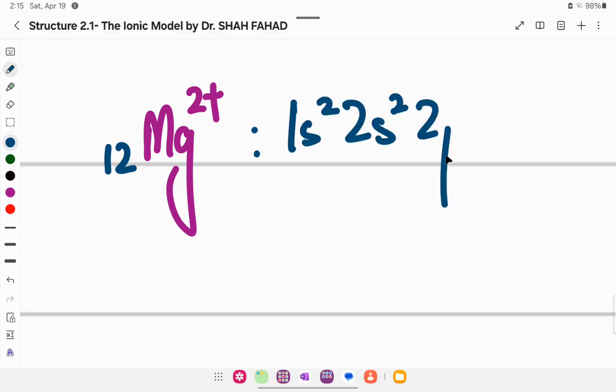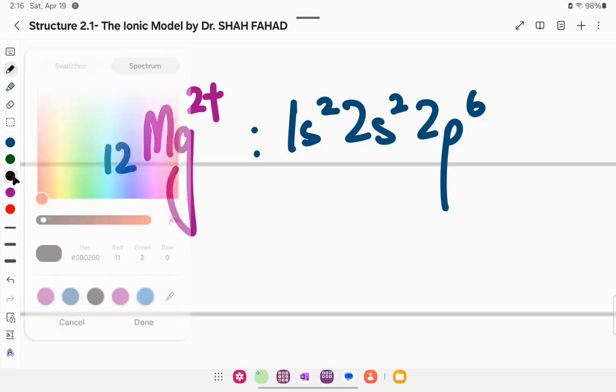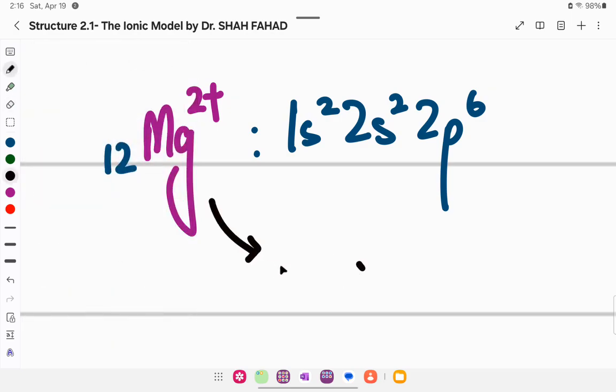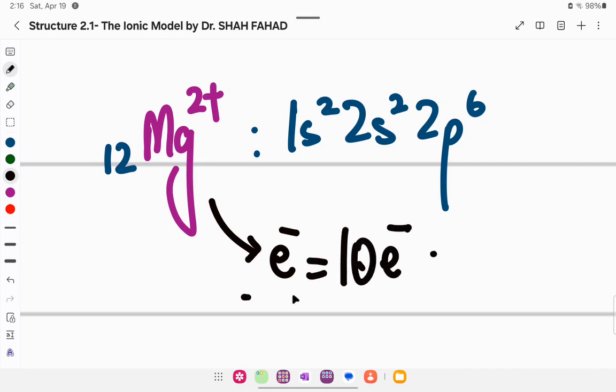1s2, 2s2, 2p6, 3s2. These are 12 electrons. This is the magnesium atom. The 2 electrons will be lost from the outermost shell, as the 3s2 will be lost. As a result, you get 1s2, 2s2, and 2p6. 10 electrons are present here. You should know the number of electrons in an ion. There are 10 electrons. Understood?